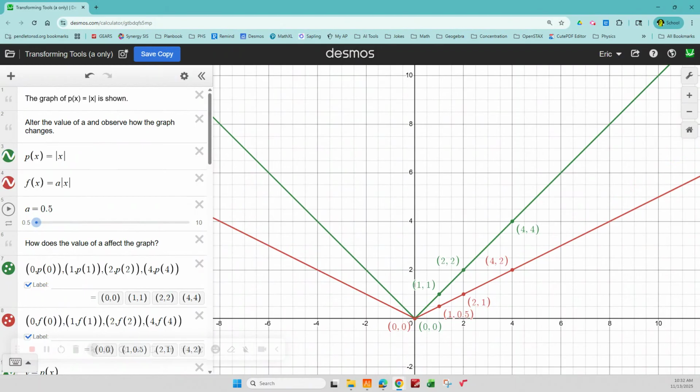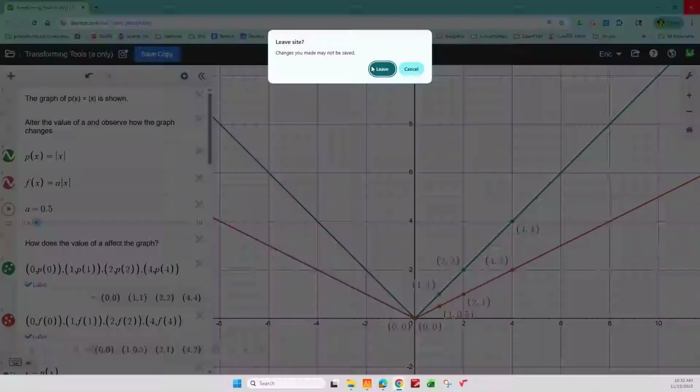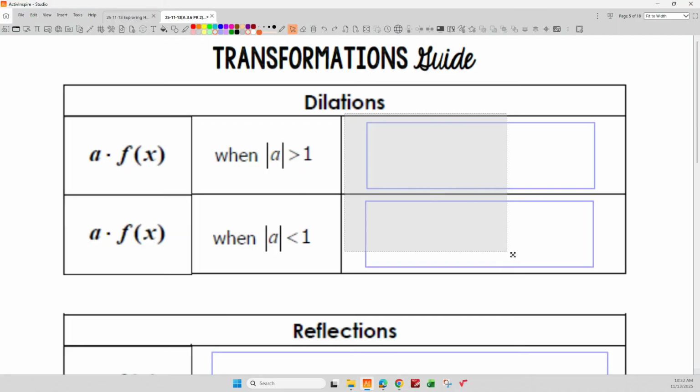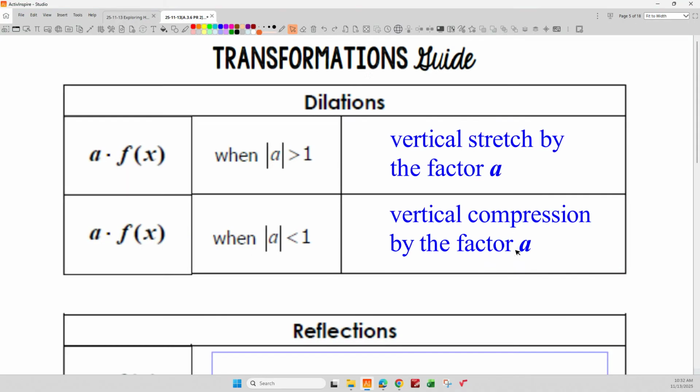It just squashed everything so it's only half as tall as it used to be. Okay? Give me 1 to 5 on that. Everybody see what's going on? Okay? Good. All right. So, if A is greater than 1, it stretches it by a factor of A. If A is less than 1, it compresses it by a factor of A.